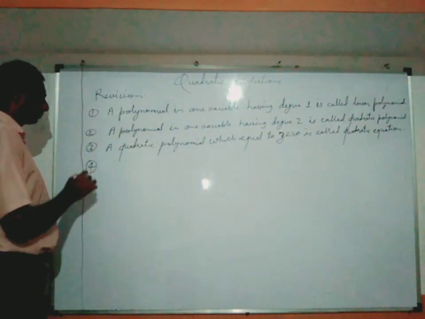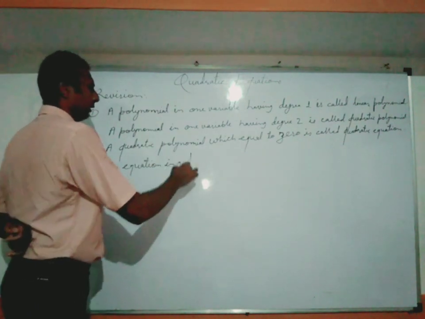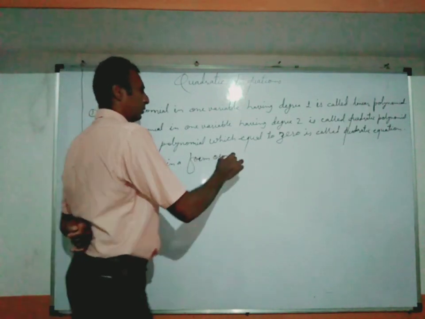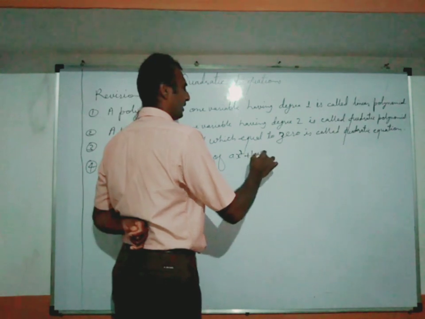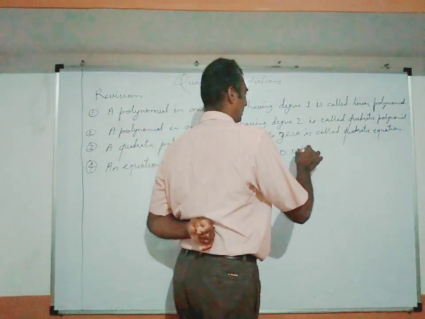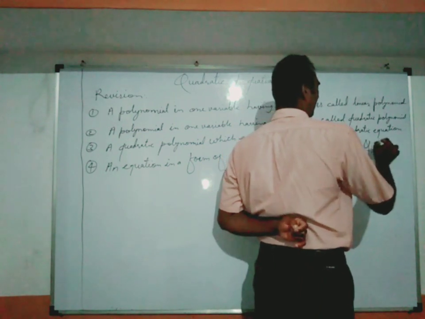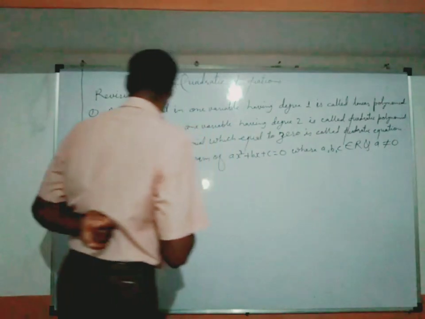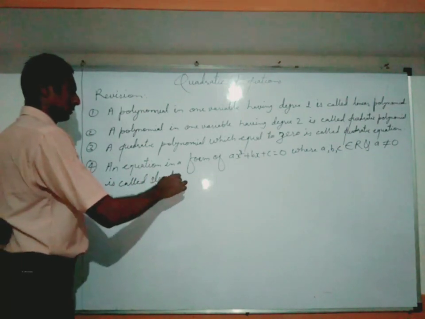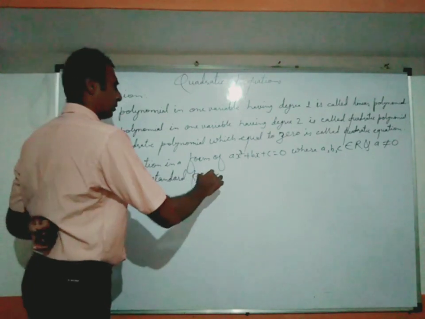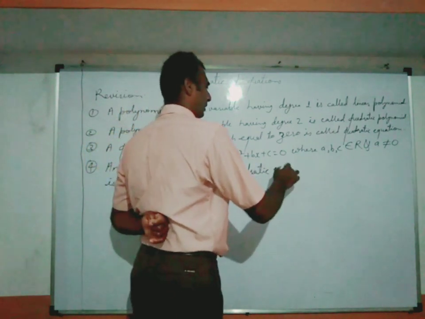Number 4, an equation in a form of ax square plus bx plus c equal to 0, where a, b, c belongs to R and a is not equal to 0 is called standard form of quadratic equation.